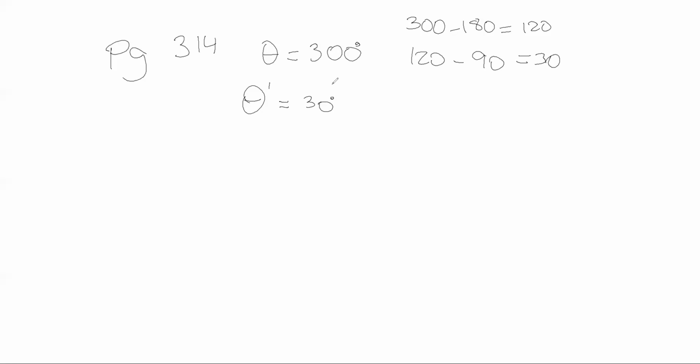That means that the sine of 300 degrees is the same thing as the sine of 30. And same thing for the other 5 trig functions as well. All right, let's try part B. Theta equals 2.3 radians. I'd probably put this in degrees first.